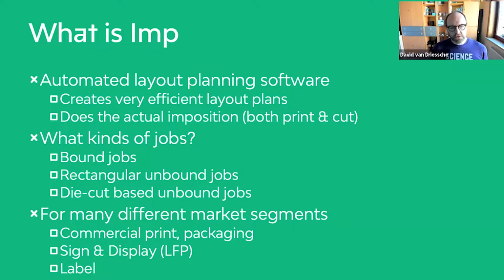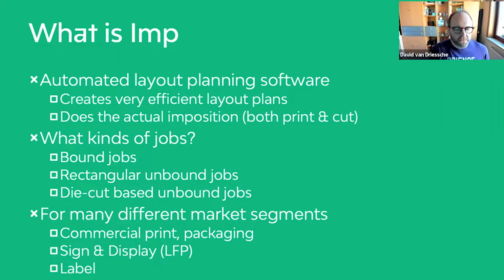Then the next question is, for what kind of jobs can it do that? And there the answer with Imp is quite simple. Every job, every type of job. It doesn't really matter whether it's bound or unbound. It doesn't matter whether it's rectangular or it's die cut based, so irregular jobs. Imp can handle all of them and create an imposition using all of them.